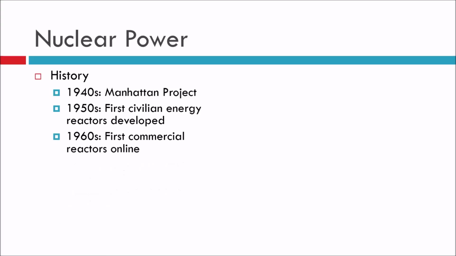So in the 1960s, the first commercial reactors that are selling energy go online, and they go online in the United States, France, and Russia primarily. The U.S. develops nuclear power plants throughout the 60s and the 70s. France is the country that really uses nuclear power for the majority of its energy grid. So France becomes the country that implements nuclear power the most.